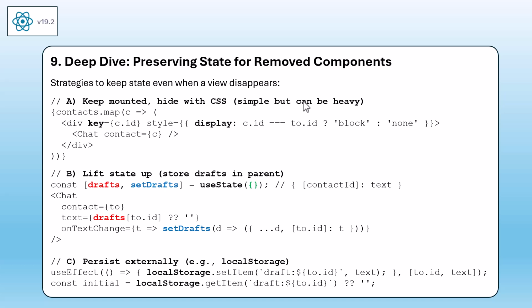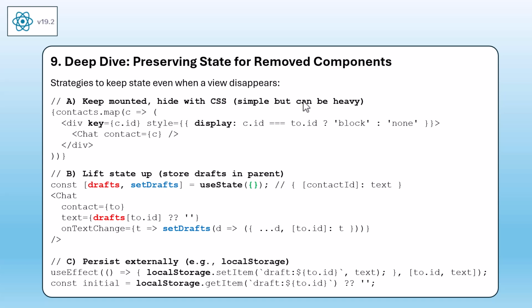9. Deep dive. Preserving state for removed components. In a real-world chat application, you might want to go a step further and preserve the draft message even after switching contacts. There are several strategies to achieve this. Keep all chats rendered and simply hide the inactive ones with CSS. This preserves their local state but can become inefficient for large apps.